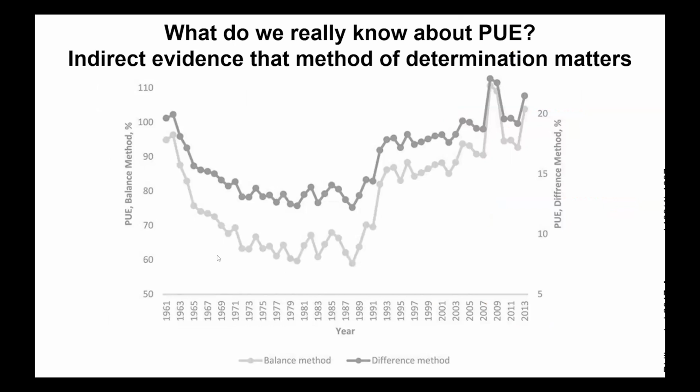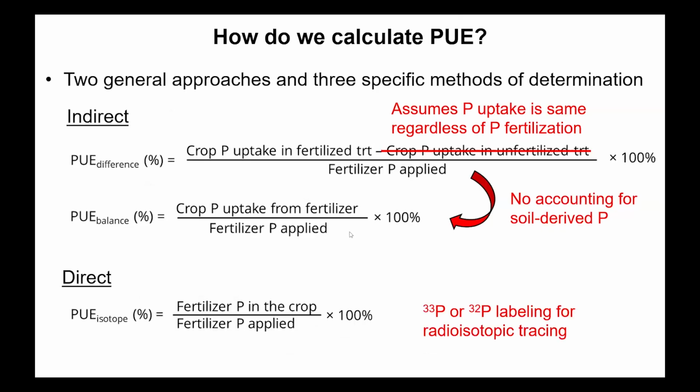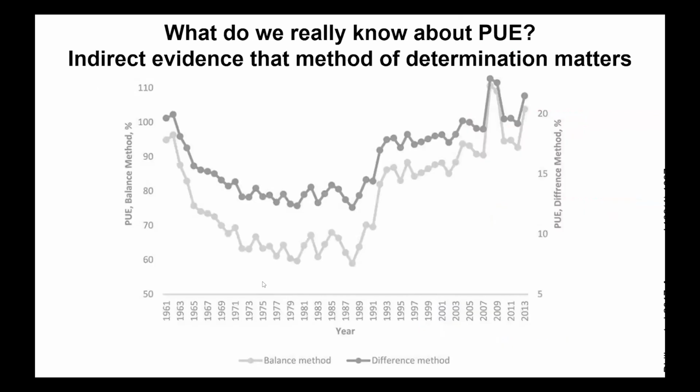Now, if we think about it, is there any evidence to anticipate why these three methods may differ? Well, we do know between the two indirect methods that there are pretty salient discrepancies. As an example of this, there's a phenomenal paper by Dr. Dillon from 2017 that I love to read because it has a graph like this. You've got on the left-hand y-axis PUE by balance, and on the right-hand axis the PUE by the difference approach.